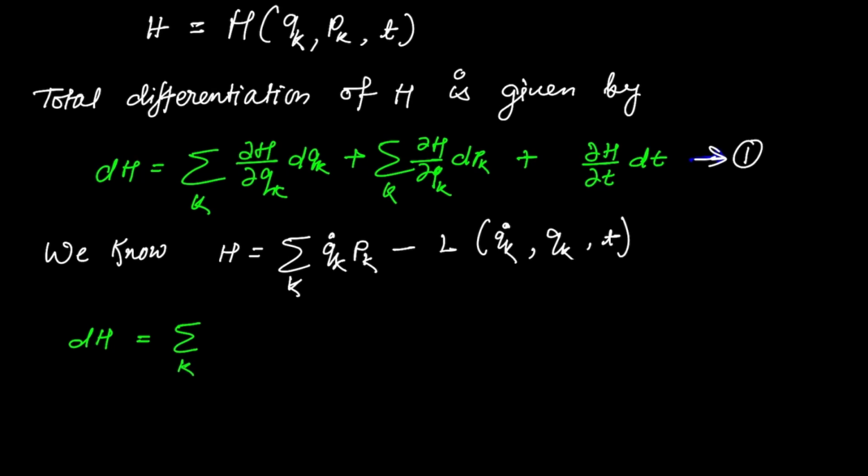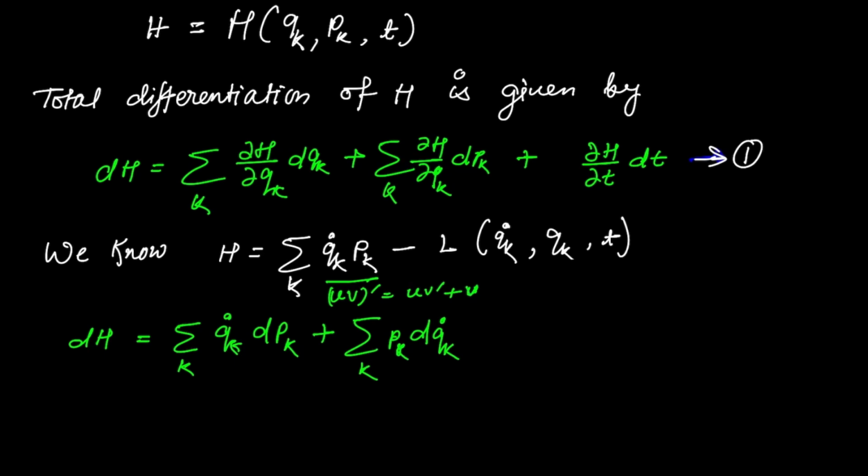if you find the derivative of H, dH equals summation qk dot dpk plus summation pk dqk dot. Here we have used the product rule of derivative: u into v, its derivative is u times derivative of v plus v times derivative of u. One is considered the first function, the other the second function, and the derivative of the Lagrangian L is dL. So let me show this.